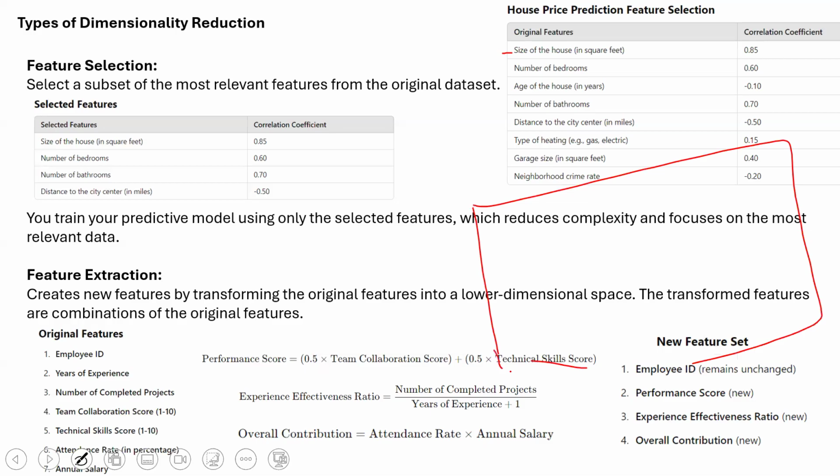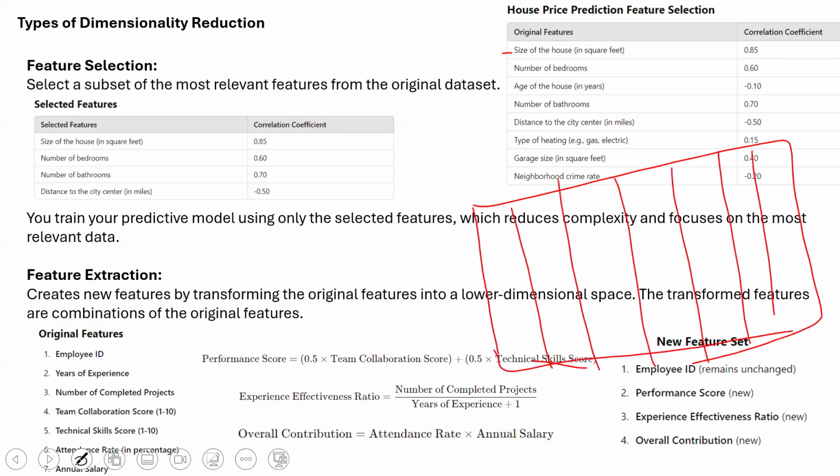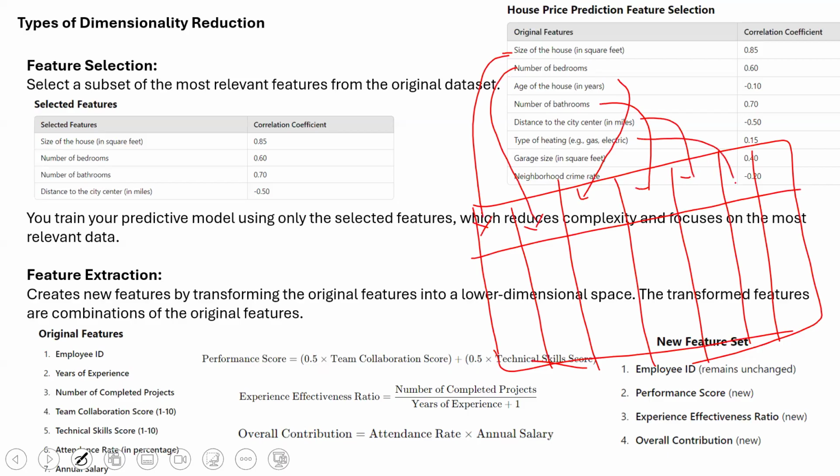This is our data set, and it has different columns which we call dimensions. Each column is a parameter here. Size of the house is one dimension, number of bedrooms is one dimension, age of the house is one dimension, number of bathrooms is another. So these are all different dimensions in your data. Now what we have done is found the correlation coefficient of different dimensions.